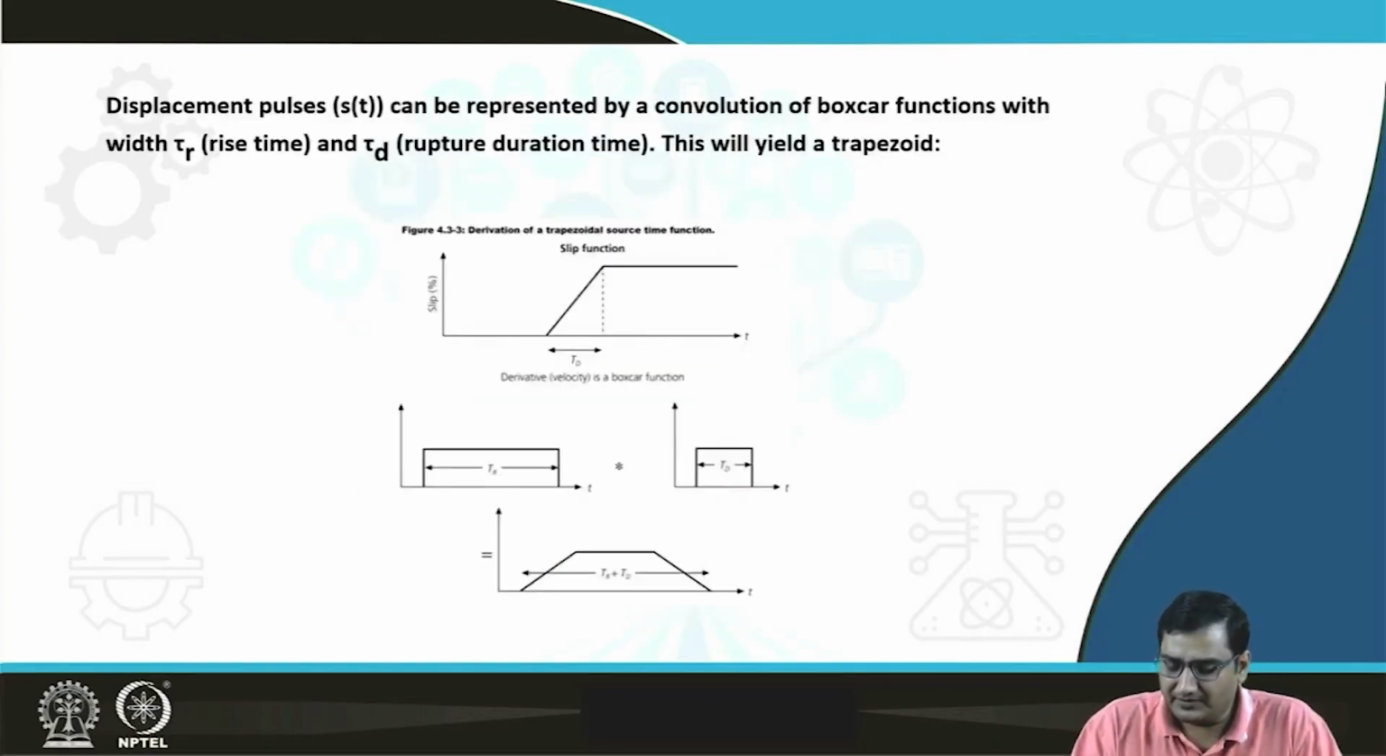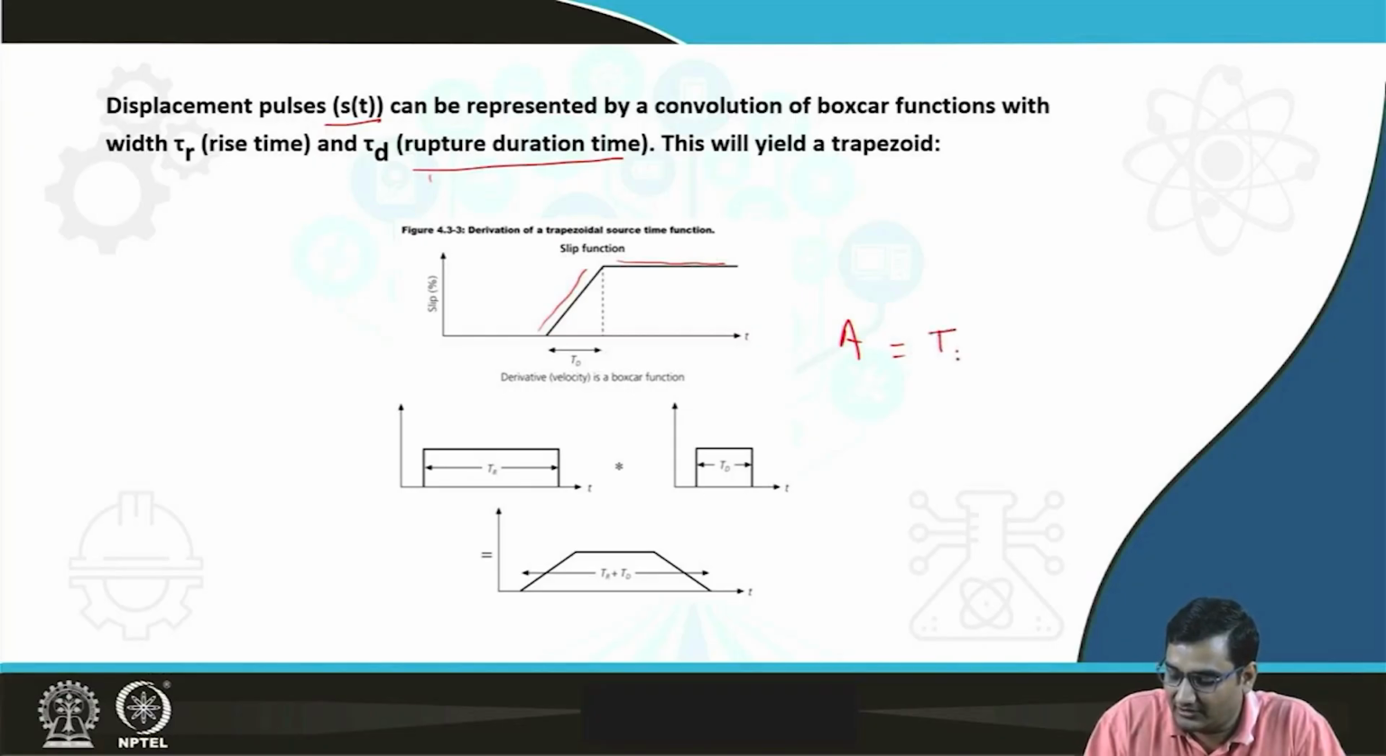The displacement pulse ST can be represented by a convolution of boxcar functions with width tau r, that is the rise time, and tau d, that is the rupture duration time, and this will yield a trapezoid. You can see here the slip starts to increase and then it stays at a particular value, and the time it took to reach that value is tau d, that is the rupture duration time, tau d.